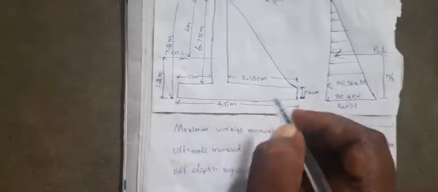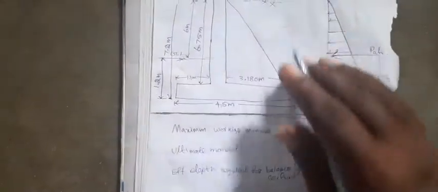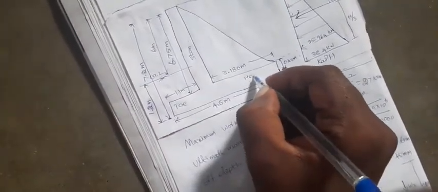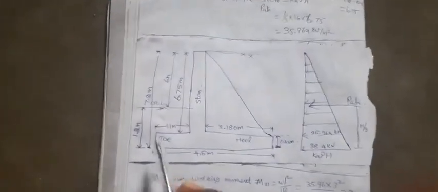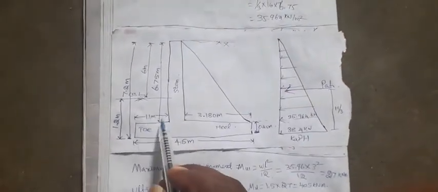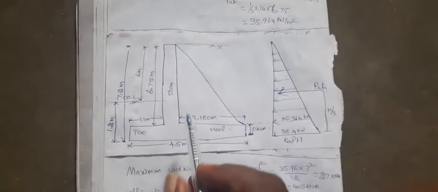It is a toe slab, it is a heel slab, it is a stem. Okay, it is a stem, it is a toe slab, it is a heel. So toe, stem, heel, its width is 4.5 meter, its toe projection is 1.1 meter.